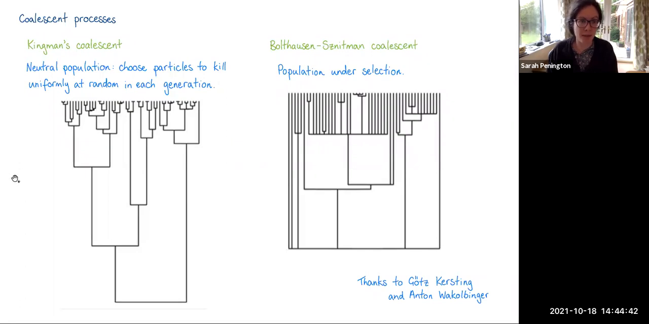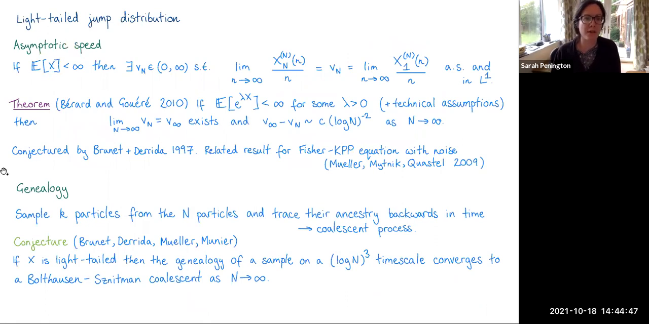Now I'll go back to the results about the n-particle branching random walk with light-tailed jump distribution. So just to remind you, we had this result about the asymptotic speed and then a conjecture about the genealogy. So actually what I'm mostly going to be talking about today is the case where the jump distribution is heavy-tailed, and it's going to turn out that these two properties are very different in the heavy-tailed case to the light-tailed case. So now I want to start telling you a bit about the heavy-tailed case.